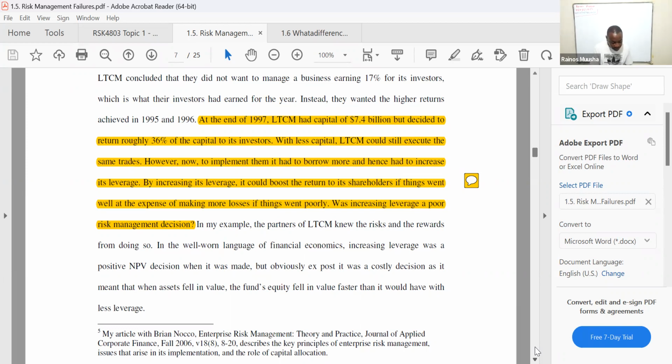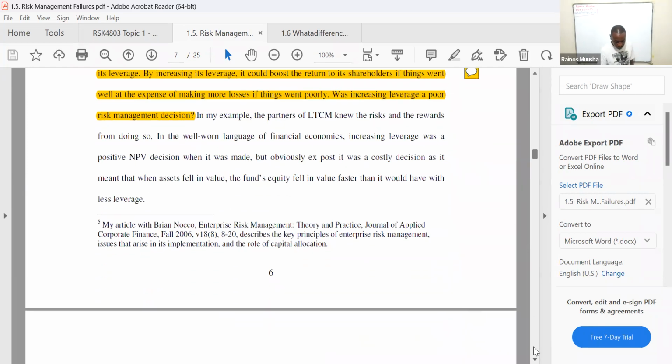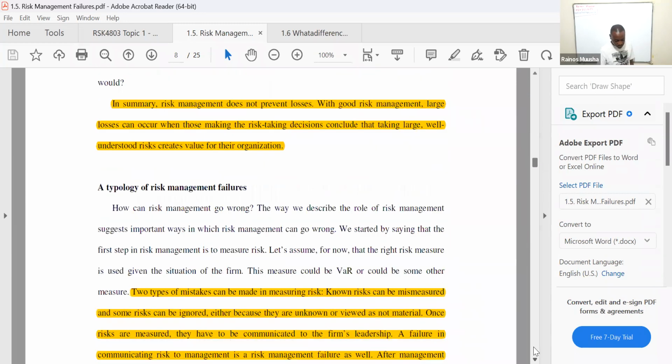Then they say by increasing its leverage, it could boost the return to its shareholders if things went well, at the expense of making more losses if things went poorly. So was increasing leverage a poor risk management decision? In this case, we look at whether it was a poor risk management decision. There they say, in summary, risk management does not prevent losses. With good risk management, large losses can occur when those making the risk-taking decisions conclude that taking large, well-understood risks creates value for the organization.